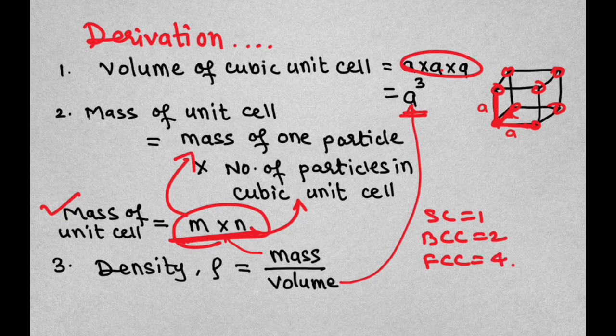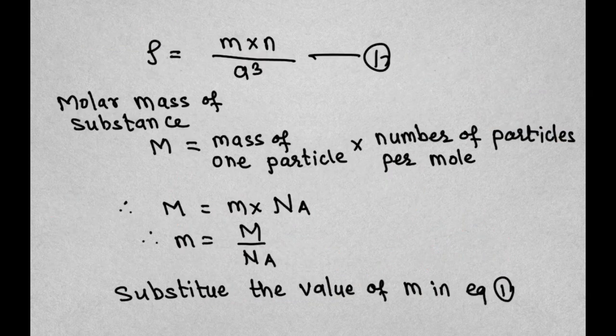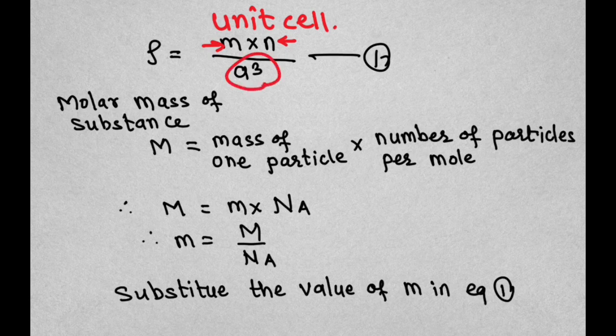Now we know that the general equation for density is equal to mass divided by volume. Therefore, for a unit cell, the density is equal to the mass of the unit cell, that is the mass of an individual particle multiplied by the total number of particles present per unit cell, small m into capital N, divided by the volume of the unit cell, that is a cube.